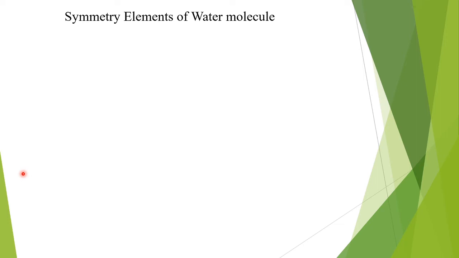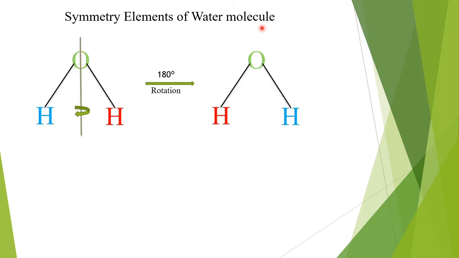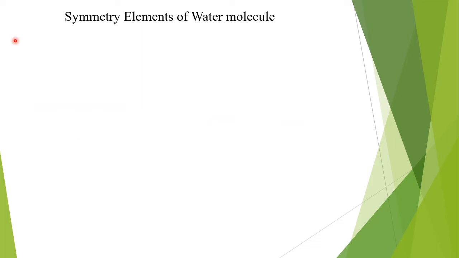Now let's see the symmetry elements of the water molecule. What is the first symmetry element we can write down? The first symmetry element is the identity element. For any molecule, we should write the identity element as the first symmetry element. So in the water molecule also we have the first symmetry element as the identity element. That is, you can write this as capital E.